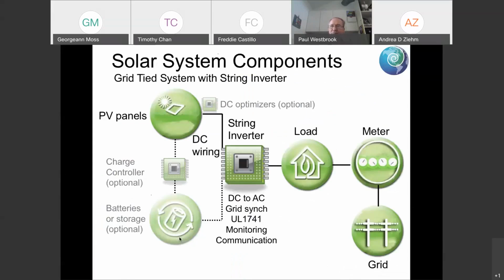So I'm going to put a couple of schematics here just to kind of show you. This would be a string inverter, a central string inverter. All your PV panels would be run in DC wiring. You could optionally have optimizers, it's a tongue twister, on each panel. This would be if you wanted to use batteries for storage. You could use a charge controller, and the PV panels could go directly to the batteries, and then the batteries could feed the inverter. And then here's your load, your house energy, and you've got a meter on the side of your house, and that's connected to the grid.